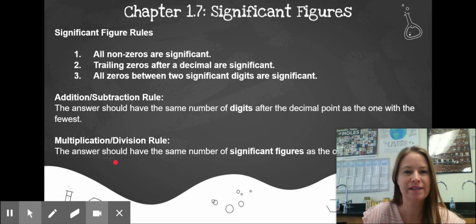This is Chapter 1, Section 7, AP Chemistry, and we're going to talk about significant figures. There are 3 rules that you have to memorize for significant figures. Number 1, anything that's not 0 is significant. So 1 through 9, all those digits are significant.